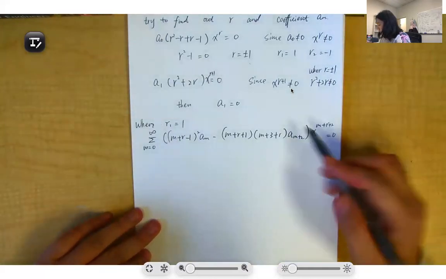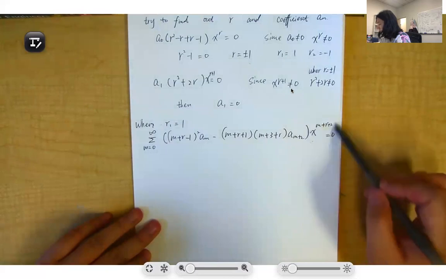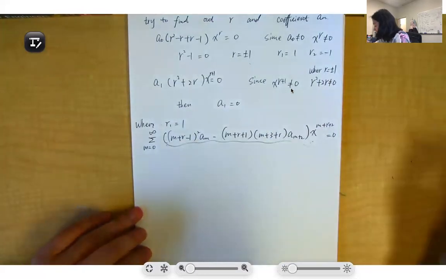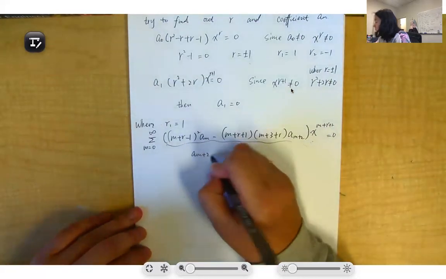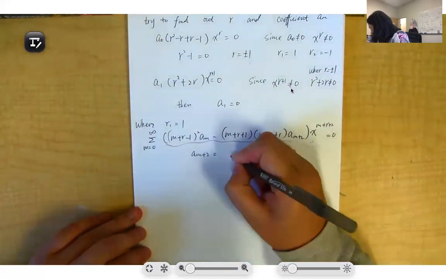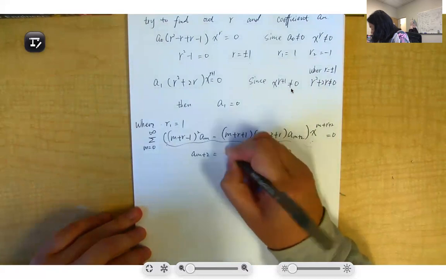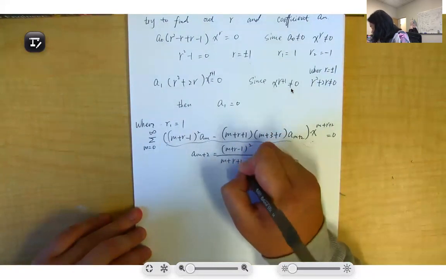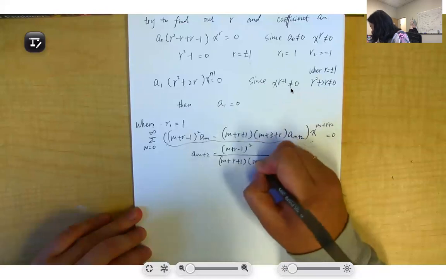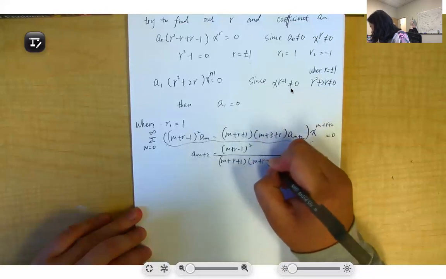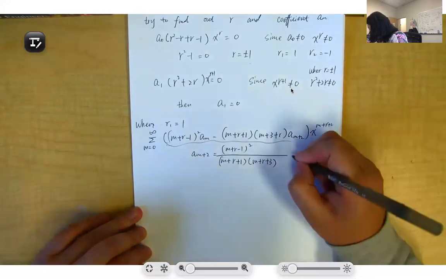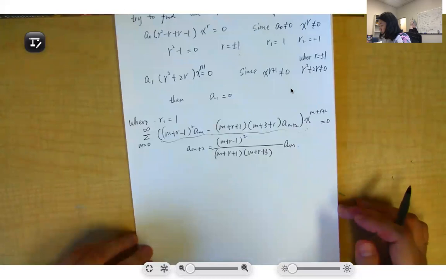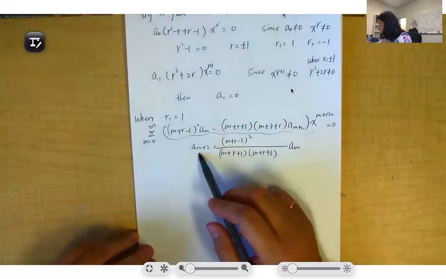In order for this term to equal 0, this part won't be 0. That means this coefficient part will be equal to 0. So am plus 2 will be equal to m plus r minus 1 squared, divided by m plus r plus 1, divided by m plus r plus 3, times am. Okay. So this is the relationship between am plus 2 and am.